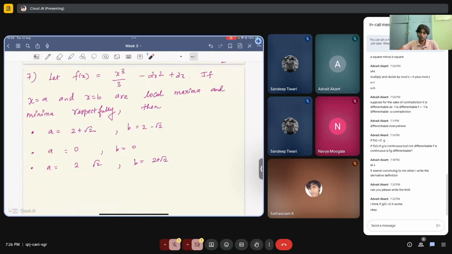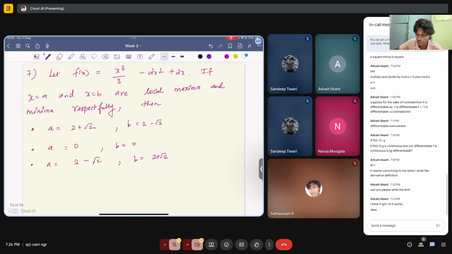Okay, so let's do another problem. So now we come to the maxima and minima problems. So here you have a function, let's say, and this function has a maxima and a minima. Now the question is, what is the maxima and what is the minima? Okay, so this is minus. Sorry, there's a minus here.